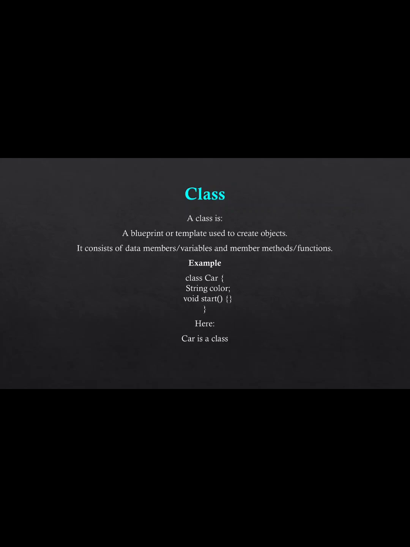Let me just give you a small clarity again. A class is nothing but just a blueprint. It occupies no space in the memory. It is just a template using which we create objects. We can create multiple objects. And again, a class is nothing but a combination of two things: data members or variables, and member methods or functions.